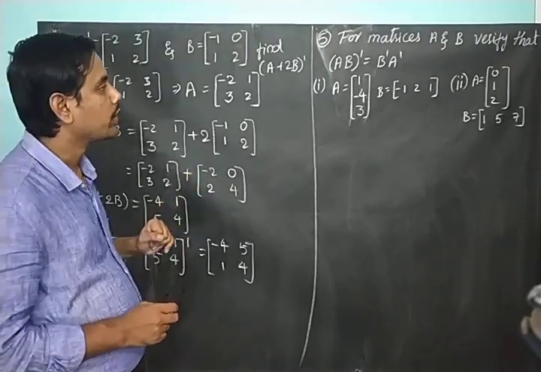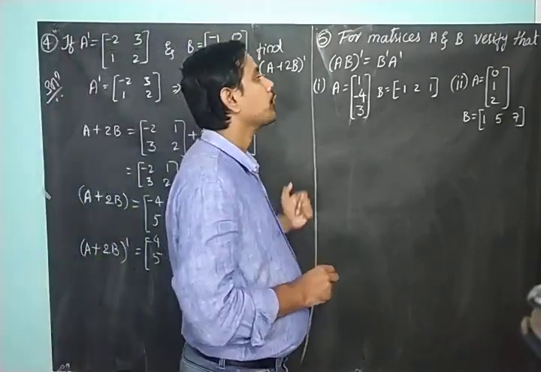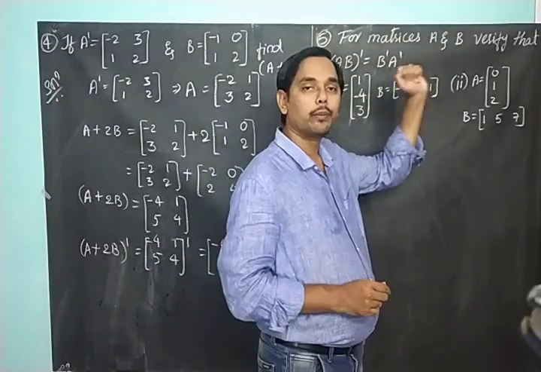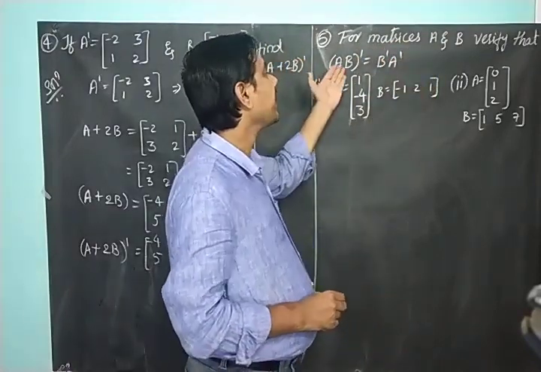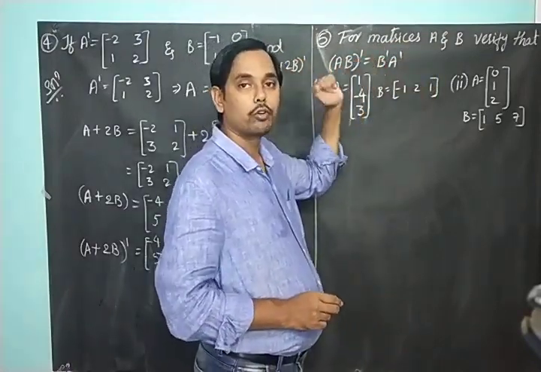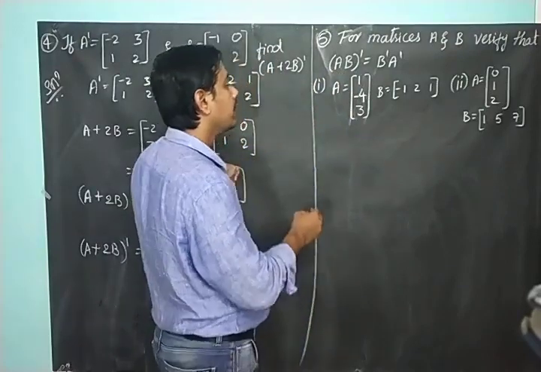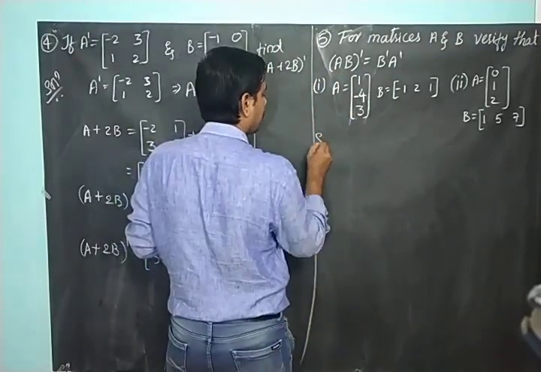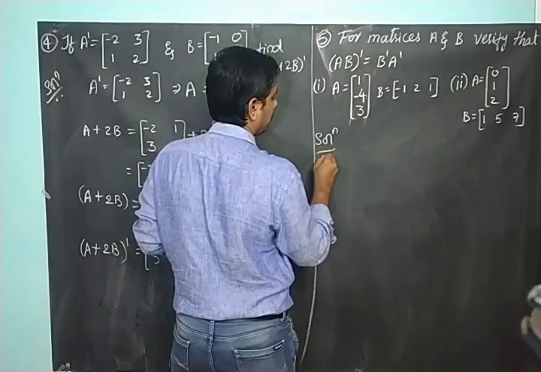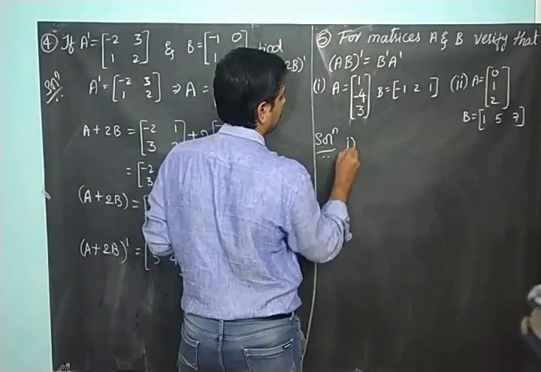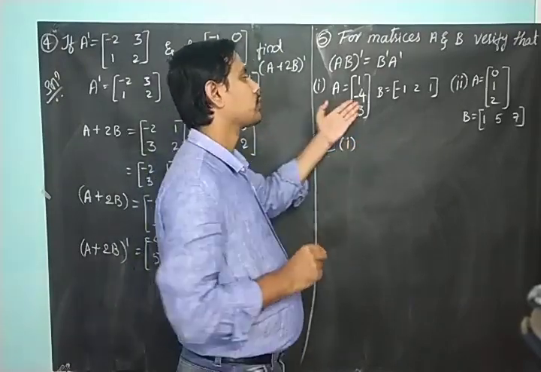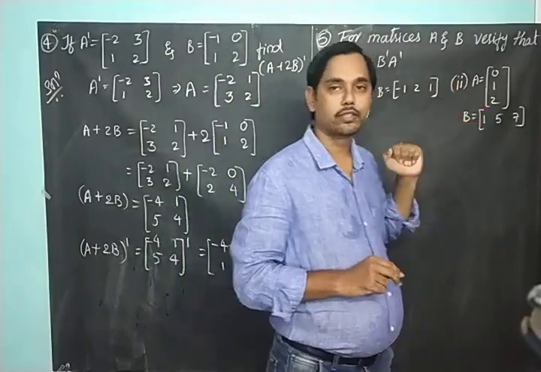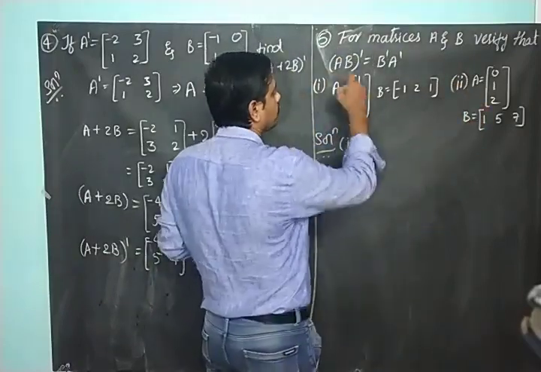So let's move on to the next one, that's the fifth problem. Here also matrices A and B are given. We should verify that (A into B) whole dash is equal to B dash into A dash. Alright, I'll solve the first one. The second one you can try yourself. Right. So A into B.